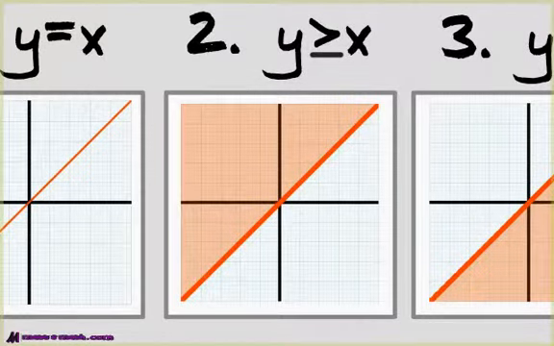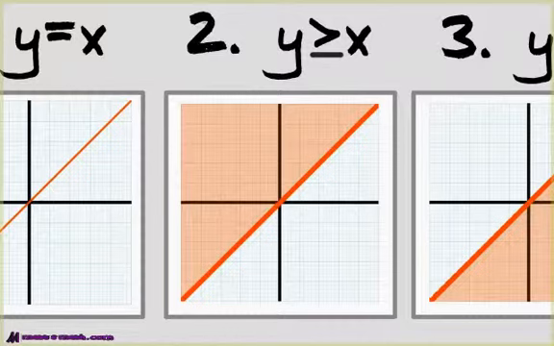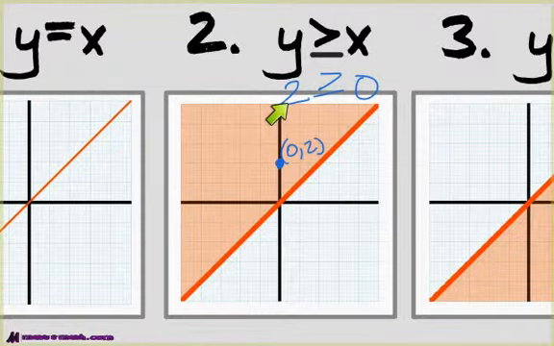And if you ever have any trouble with this, my suggestion is this. Pick a point somewhere in here. Let's just pick 0, 2. My point right here is 0, 2. Now, plug it back into the inequality and see what happens. Well, my x is 0, my y is 2. Is 2 greater than or equal to 0? Yeah, it is. So that's where you shade.